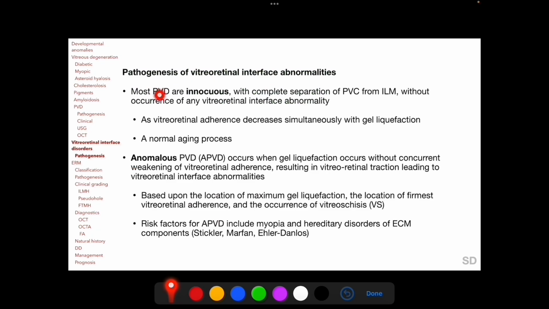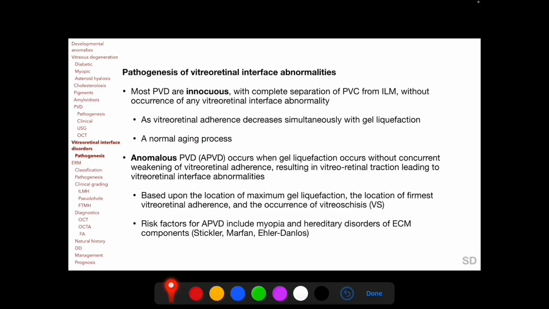Most posterior vitreous detachments are innocuous, with complete separation of the posterior vitreous cortex from the inner limiting membrane without occurrence of any vitreoretinal interface abnormality. This is because during innocuous posterior vitreous detachment, vitreoretinal adherence decreases simultaneously with liquefaction of the vitreous gel, and this is a normal aging process.